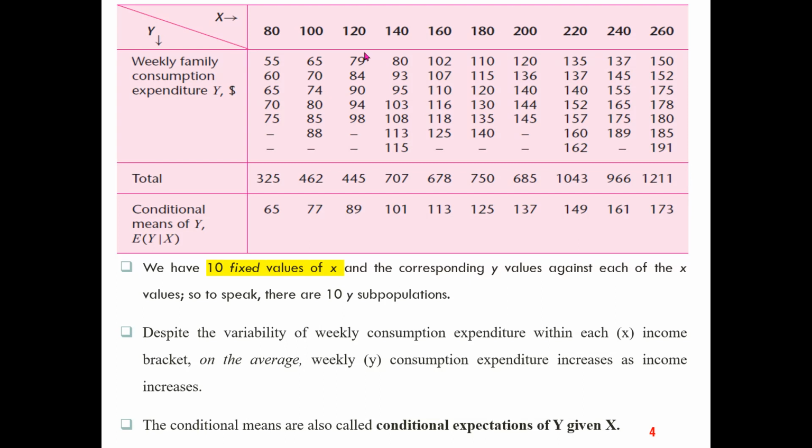First of all, if you look at this data, you must be wondering why we have these 1, 2, 3, 4, 5 values here against this 80. What this table is trying to show is that no matter if your income is 80, it's not necessary that each family will be spending the same. For example, if this is family number 1, its income is 80, it's consuming 55. Another family, probably income again 80, but it's consuming 60.